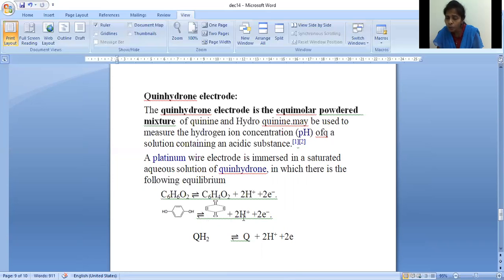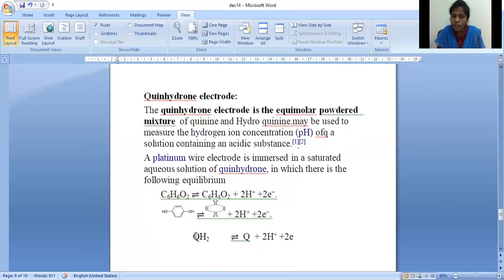Hydroquinone is losing two H plus ions to convert to quinone. And also, quinone is gaining two H plus ions to convert to hydroquinone. So this is always a reversible reaction with the same speed. So here there is a forward reaction and a backward reaction when the quinhydrone electrode is mixing in the acid. So this is the only thing responsible for electricity and producing the electrode potential value.